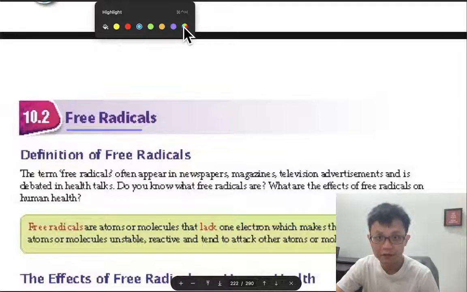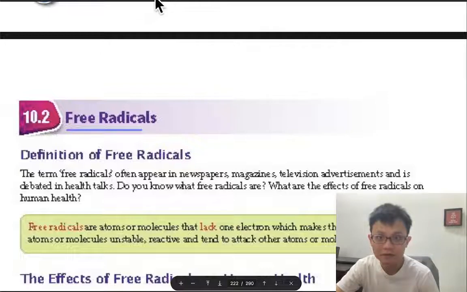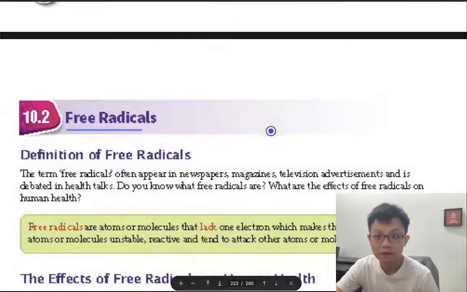Well, let me change my color pencil. Hey, pressed wrong already. Okay, what do you mean by free radical?